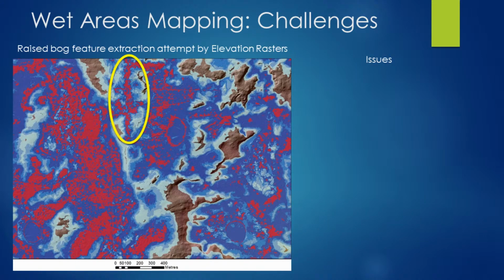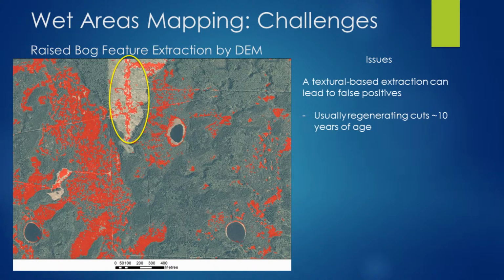Okay, so now we'll just look at some of the challenges again associated with this. So this is the same area, we just kind of moved to the northeast a little bit. So again, we see in red our predicted bog extraction. Looked great in a lot of areas, but we kind of start to see a bit of a linear feature moving north-south up through here. When we looked at that on an ortho photo, it was a cut block.